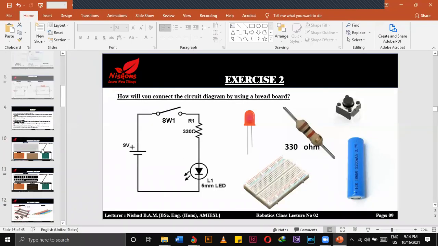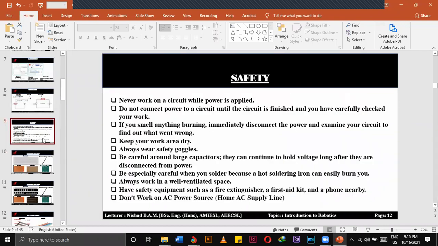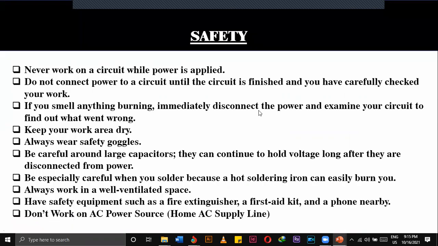Before we end this class, I just have to explain the safety, so we have to be aware of it. After I have explained the safety, you can ask questions about what we have learned so far. Concerning safety, never work on a circuit while the circuit is powered up, right? That means we can't work on a circuit that has been powered up.